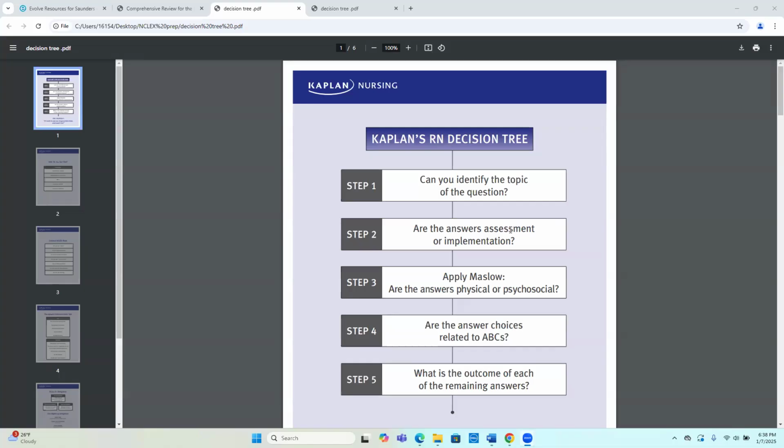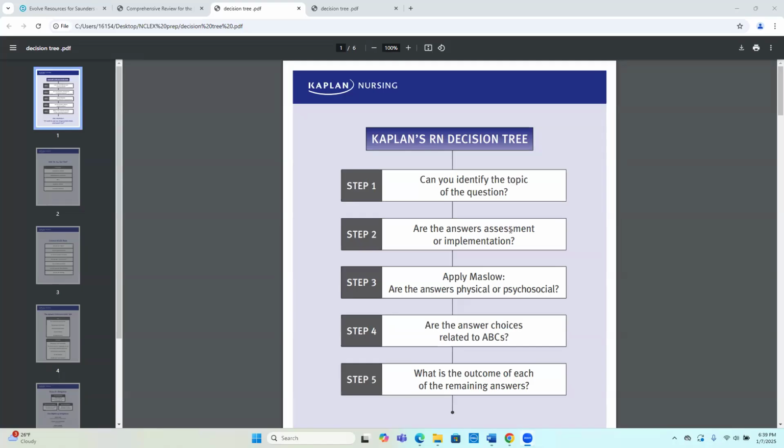So let's go over what the tree is, okay? There are several steps to the tree, and in order for this to work, you're going to get really good at practicing utilizing it. So I'm going to go over the tree, and then we're going to go over some sample questions on how to utilize the tree, okay? So our first step is, can you identify the topic of the question? Now, I also like to include the stem of the question, and I'm going to show you how to do that in some sample questions.